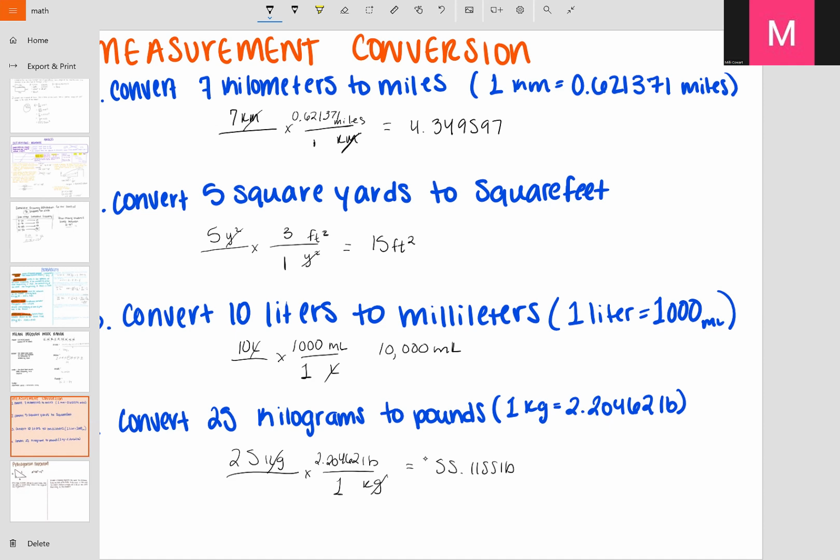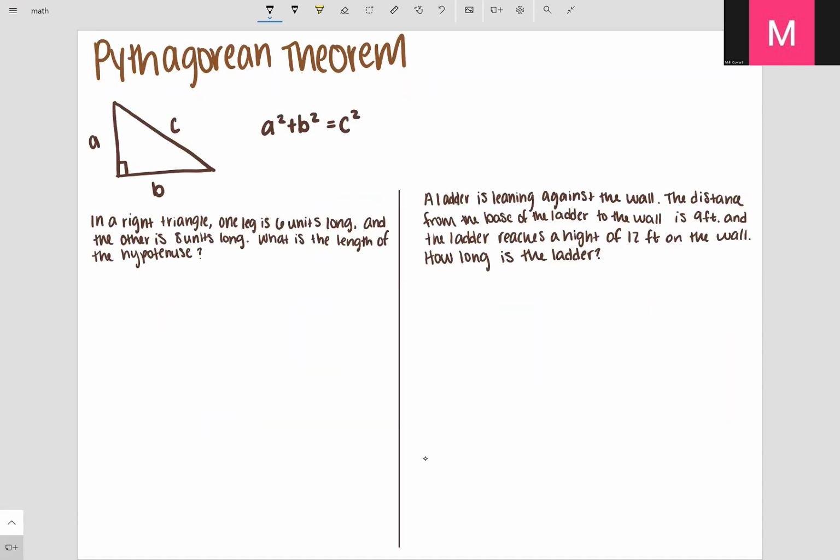And last, we talk about the Pythagorean theorem. So the Pythagorean theorem only works for right triangles, where you have side A, side B, and the hypotenuse side C. And A squared plus B squared equals C squared. So for question number 1, we have a right triangle. One leg is 6 units long, and the other is 8 units long. What is the length of the hypotenuse?